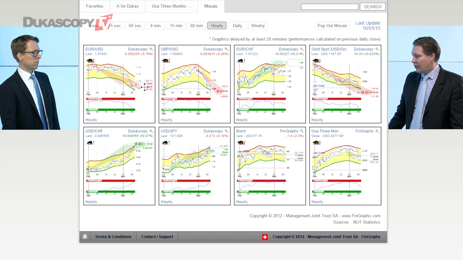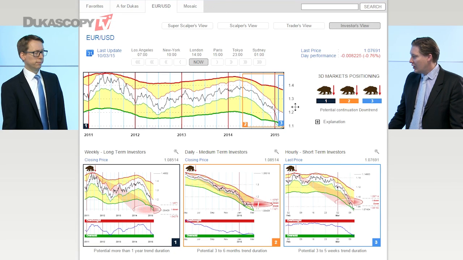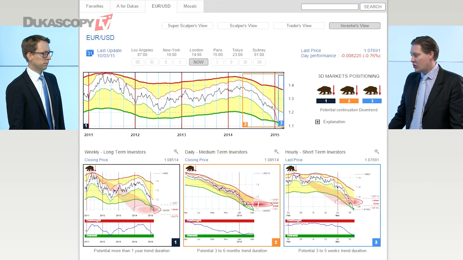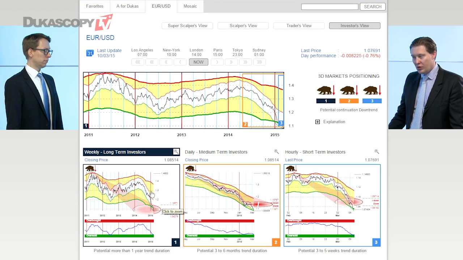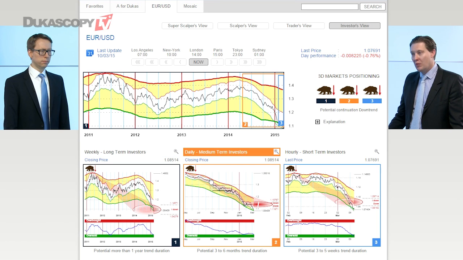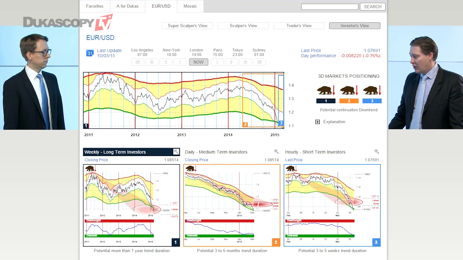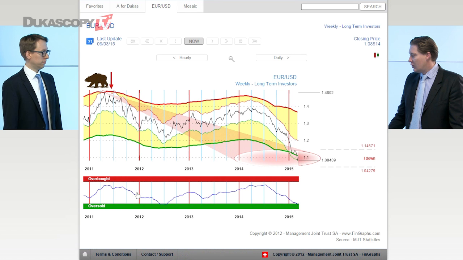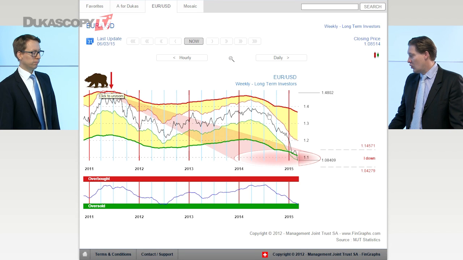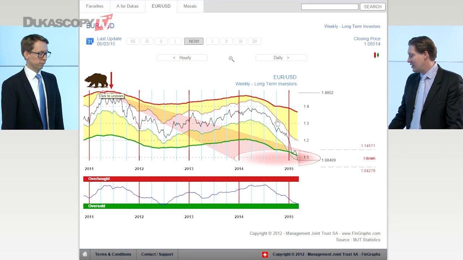But we'll first start with euro dollar and have a look at the investor's view, which is the perspective over the next few quarters with the weekly chart, over the next few months with the daily chart, and over the next few weeks with the hourly chart. We'll start with the weekly, which is still in a bear trend, and has been for about 6 months. We had targets below 110 at the time, and now we're below 110.